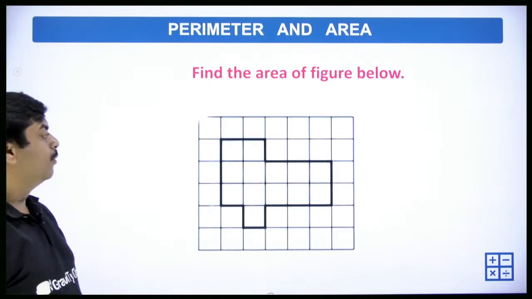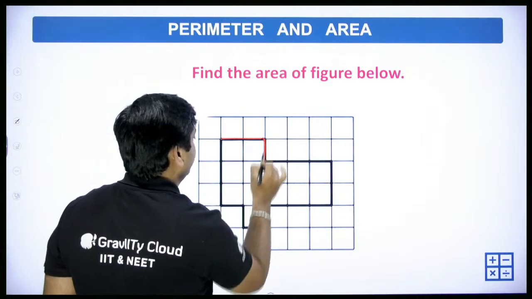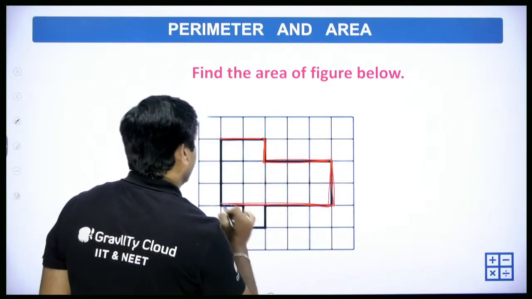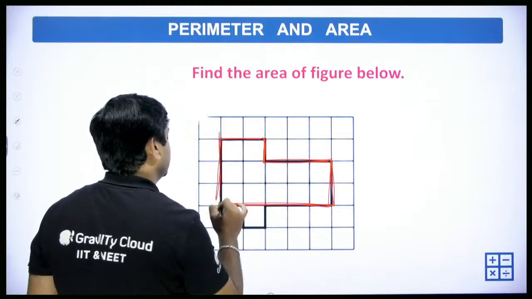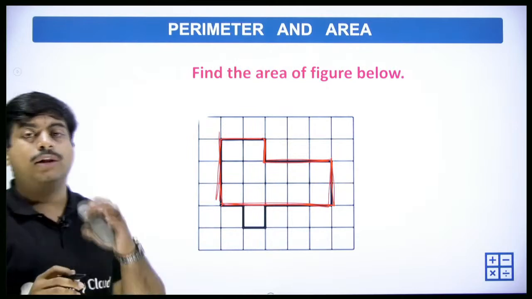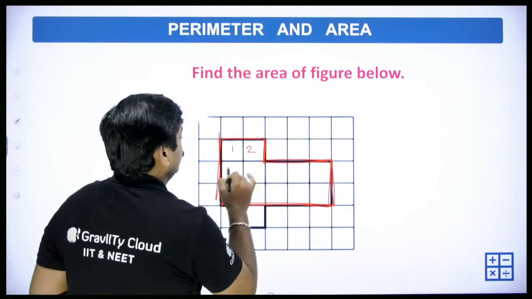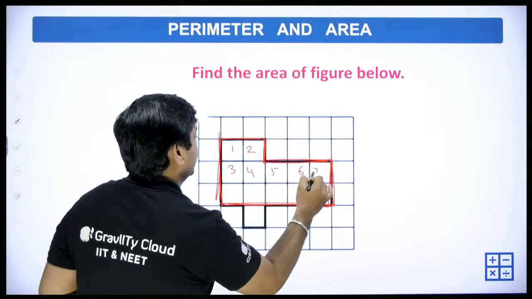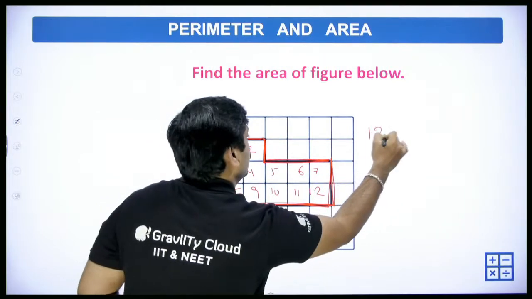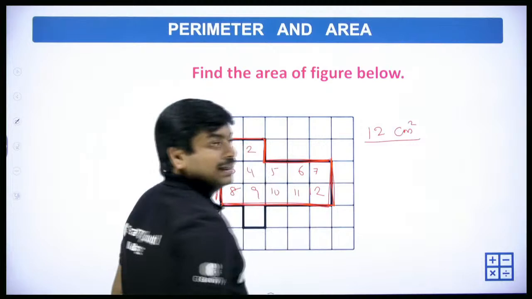Find the area of the figure below. Okay, so here this is the figure. I'll draw it once again. This is one part, the next line, again the next line, and again from the starting. This is how the given figure is. We need to find the area. First of all, try to bring all the perfect squares. 1, 2, 3, 4, 5, 6, 7, 8, 9, 10, 11, 12. So the answer should be 12 centimeters square.